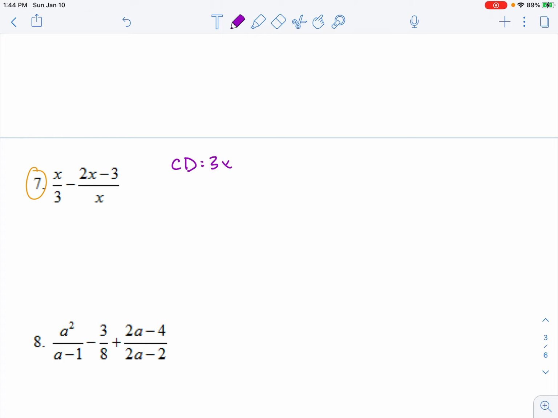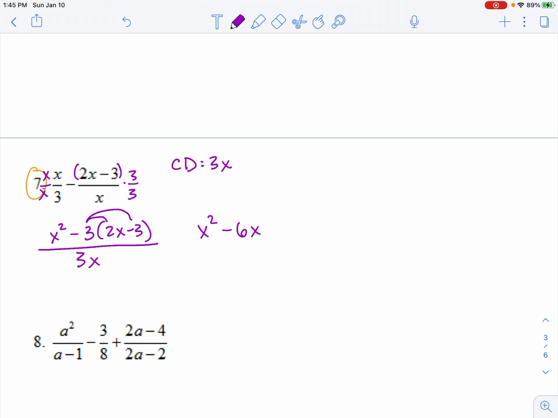Here, my common denominator is going to be 3x. So I'll multiply here by x over x and here by 3 over 3. I'm not going to skip steps because I know I'll make mistakes if I skip steps. x times x, sure, that's x squared, but now I have minus, and this whole numerator is getting multiplied by 3. So I'm going to put my 3 out in front and then just write it like that as my first step of work. Because now when I distribute, I'm really thinking about distributing a negative 3.